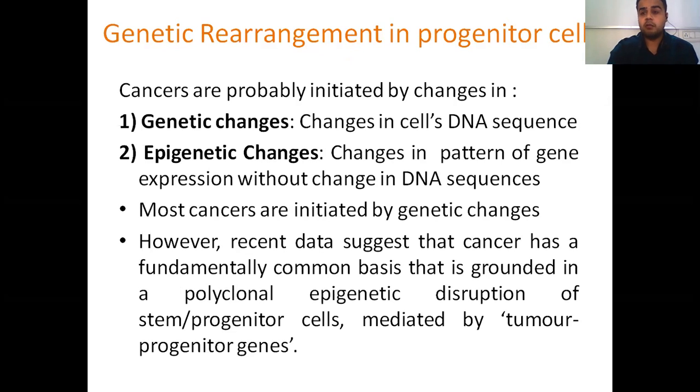This is one of the most important topics of this lecture: genetic rearrangement in progenitor cells. Basically there are two theories which say how cancer can happen. Either it can initiate by genetic changes, that is, changes in the DNA sequence, or it can happen by changes in the pattern of gene expression without change in the DNA sequence.